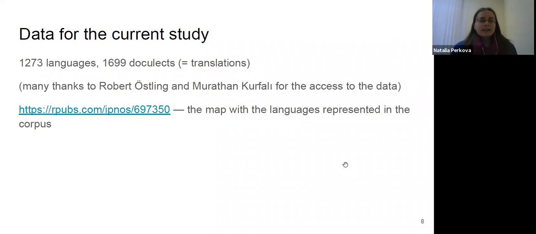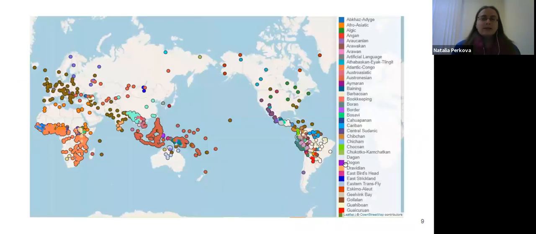In our case, the sample consists of almost 1,700 doculects. A doculect is just a certain translation. There are fewer languages in the sample, but still over 1,200. And the map with the languages from this sample looks like this. The funny thing is that the languages of Russia are still somehow underrepresented in the data.